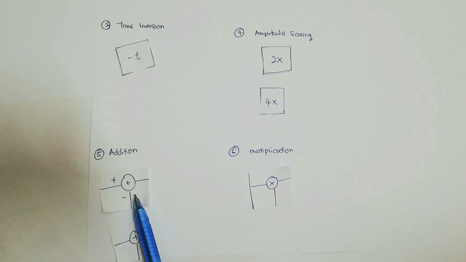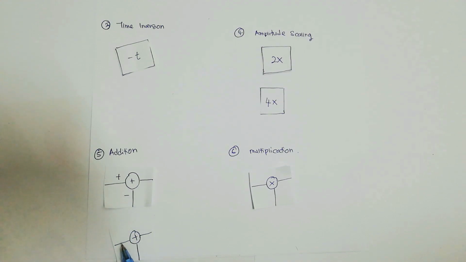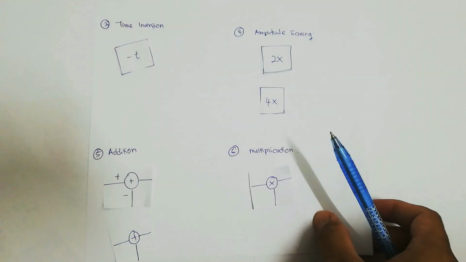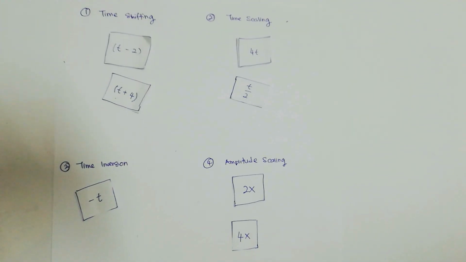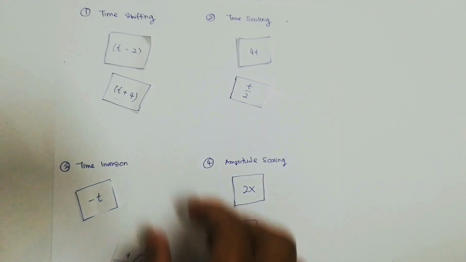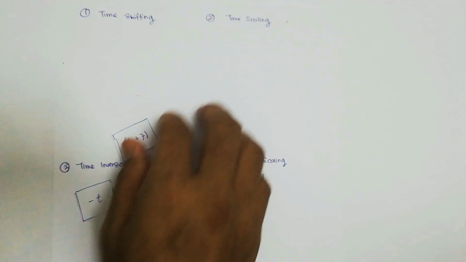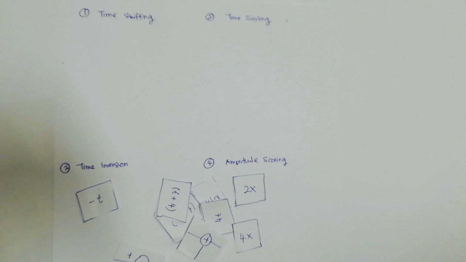This is the number one system. You add two signals: we have the input here, and then the output here. The last one is the multiplication system. Now I want to see whether you can recognize all of these systems. So let's play a quiz. I juggle around the systems, and please guess what the system is.